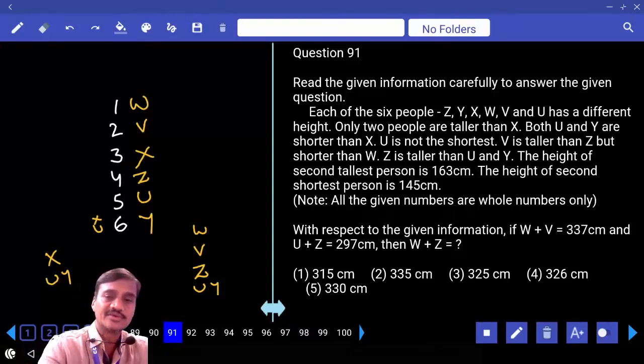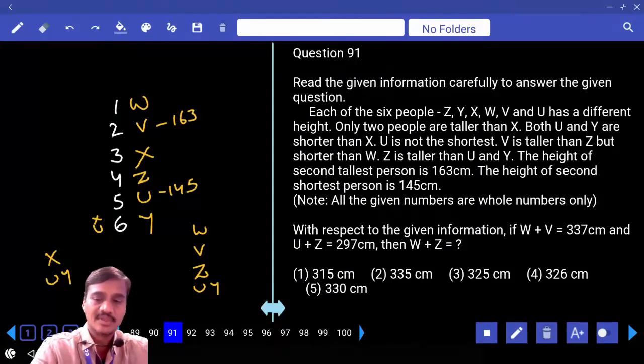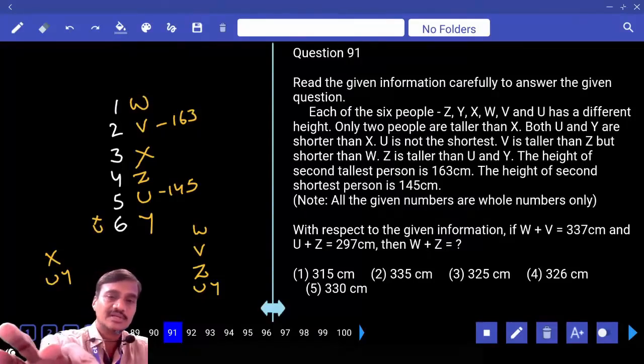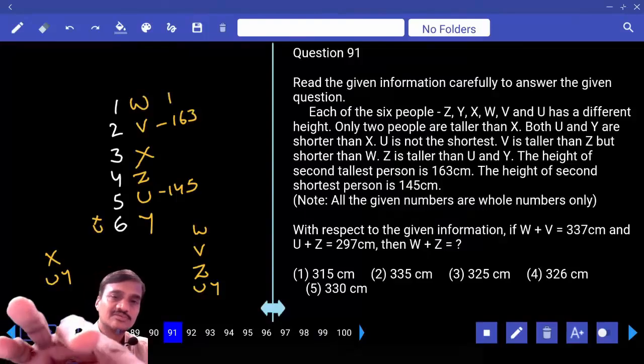And the height of the second tallest person, V, is 163, and the height of the second shortest, U, is 145. With respect to the given information, W and V is 337. Then 160 plus how much? 170. And 337, what should this come to? 174.